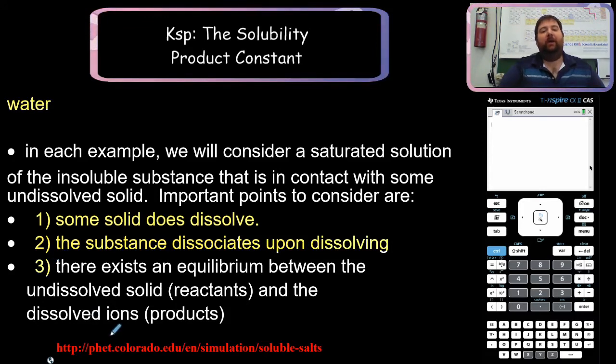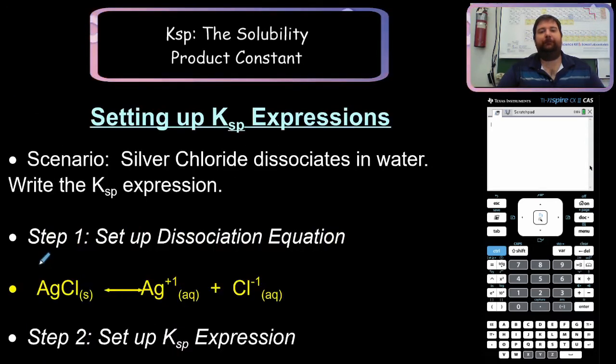And the third point, if something is dissolving, we know that there is going to be an equilibrium between the two states: between the undissolved solid, or the reactants, and the dissolved ions. And so that's important to remember.